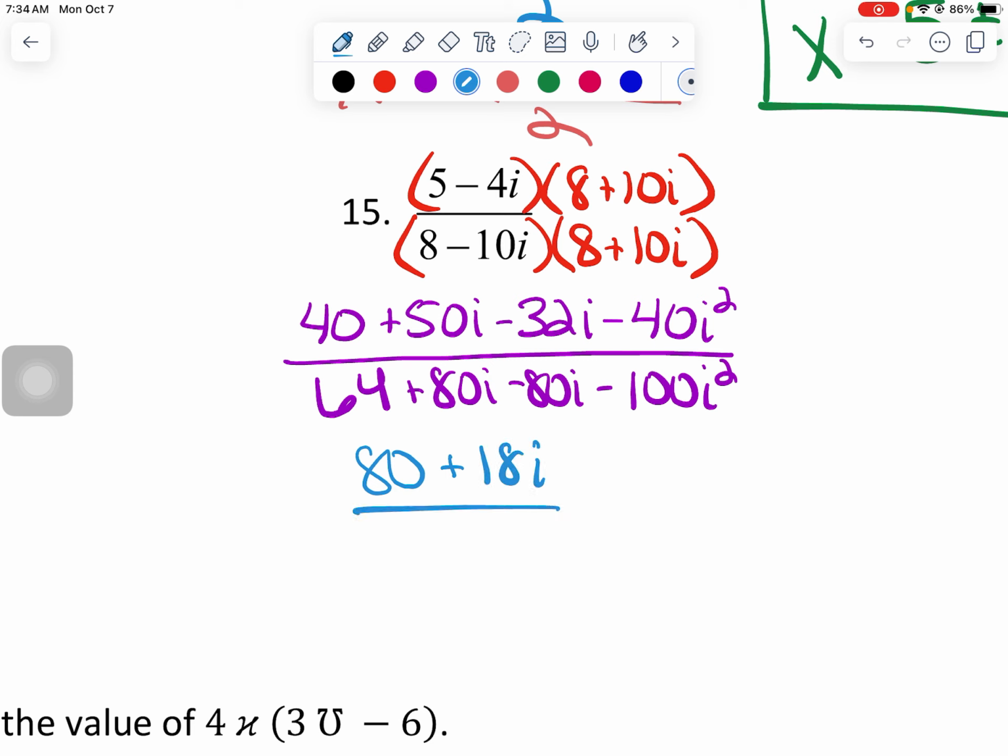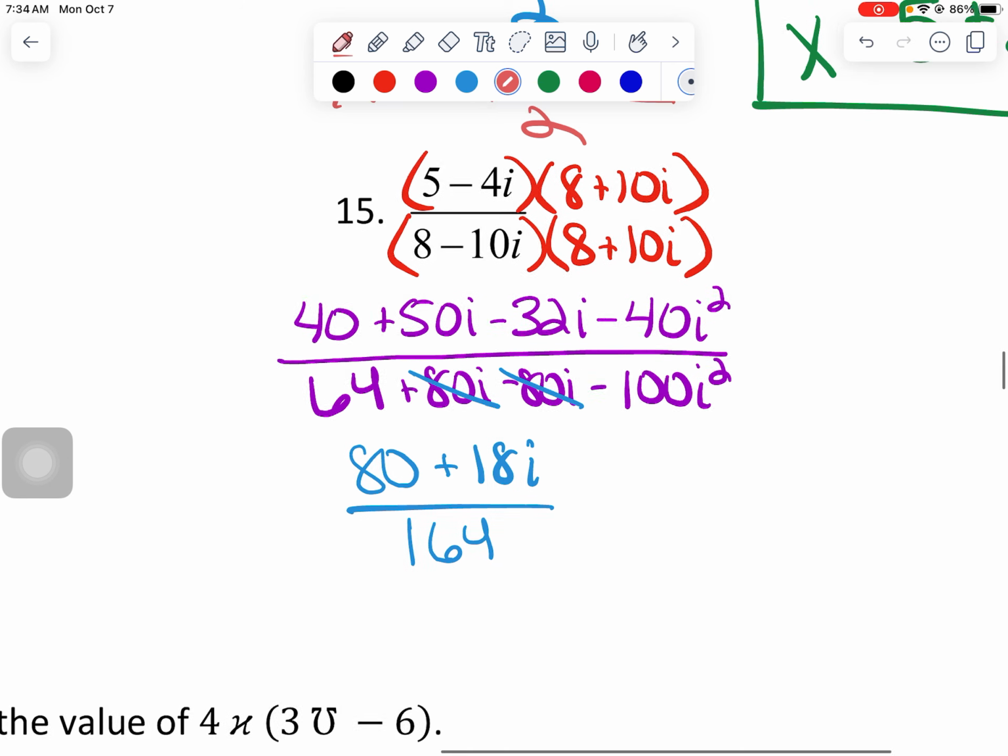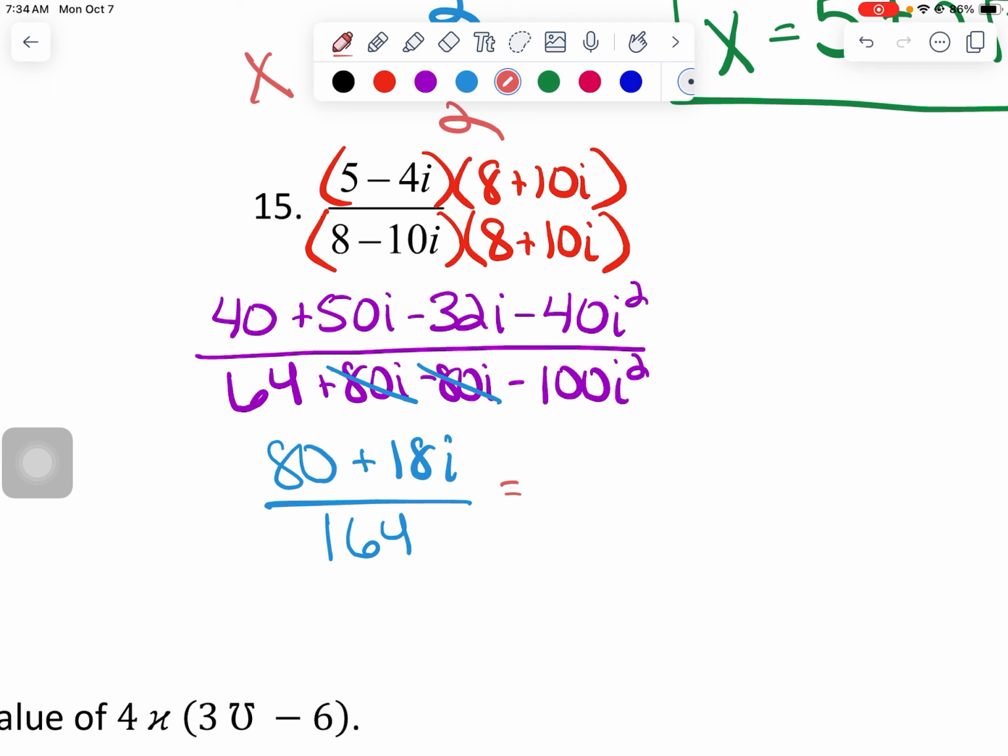Denominator-wise, let's see what we got here. Those two cancel, right? So positive 80i minus 80i. And then I've got negative 100 times negative 1, so 100 plus 64. So 164. Now I'm going to split it into its two components. So you're going to have 80 over 164 plus 18 over 164i.